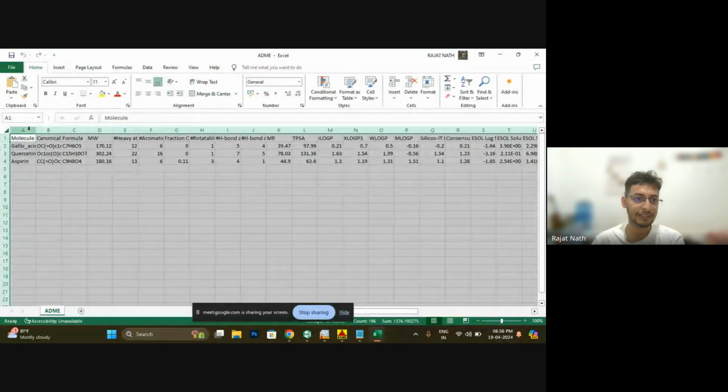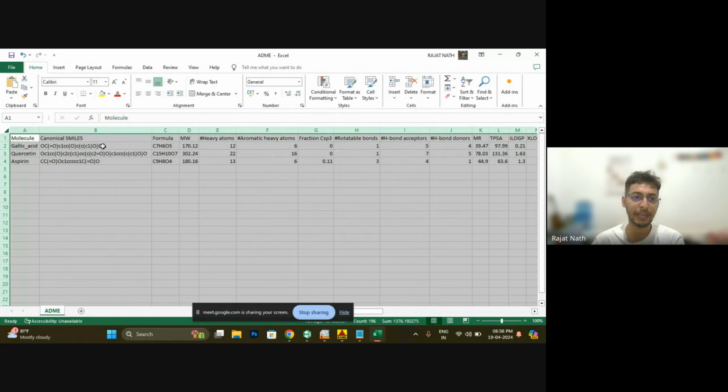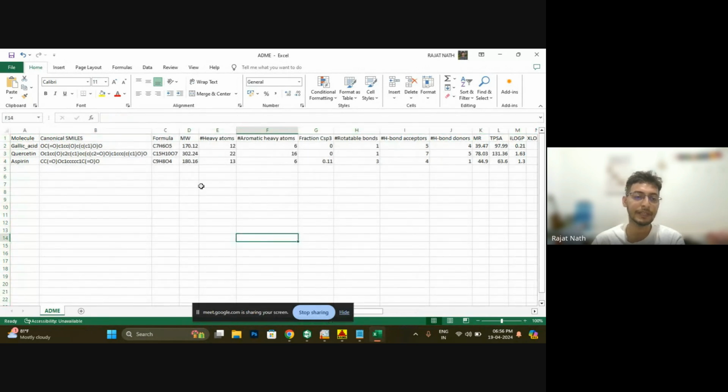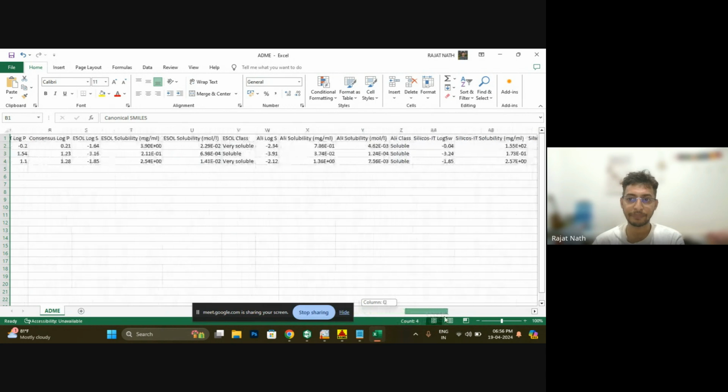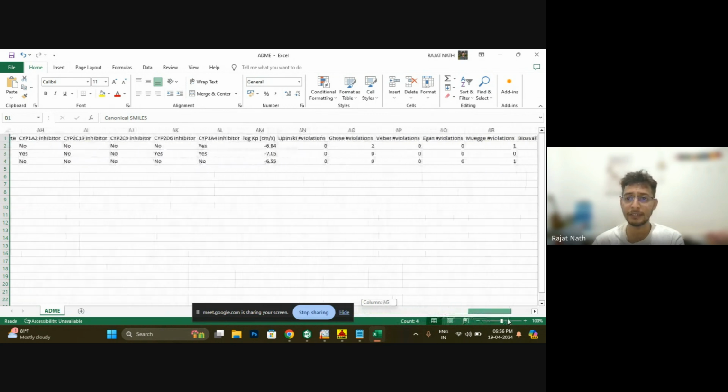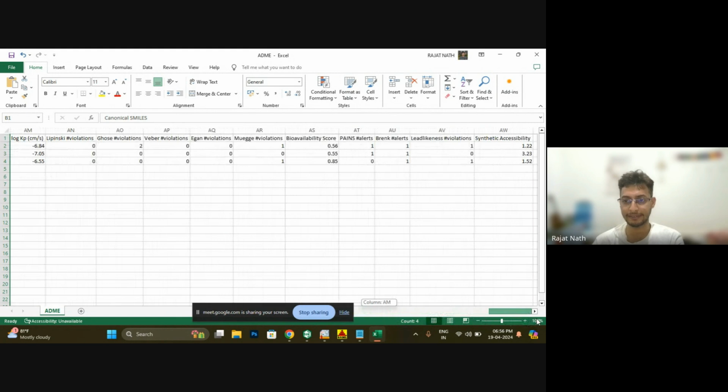So you can see the result of the ADME is retrieved in an Excel file. In the first column there is the name of the compounds. In the second column there is the canonical SMILES. Third column, formula, molecular weight. There is so much data generated from this ADME analysis.